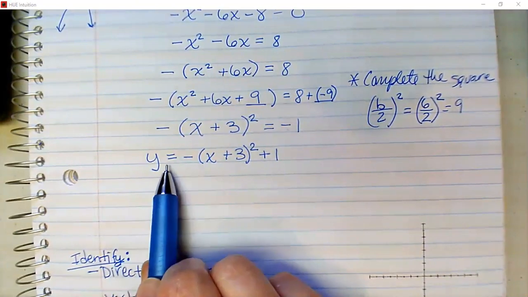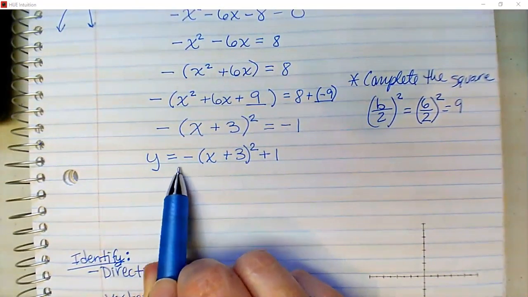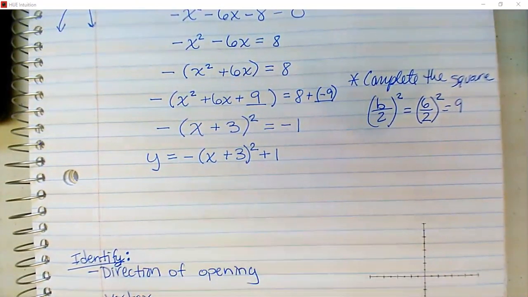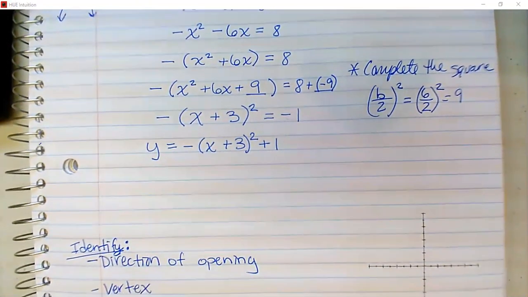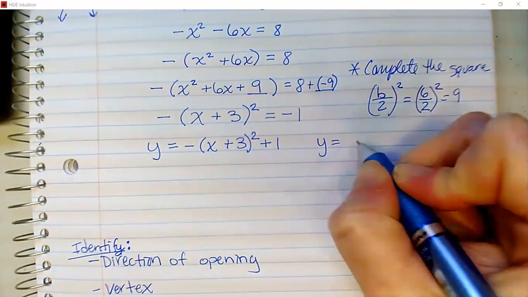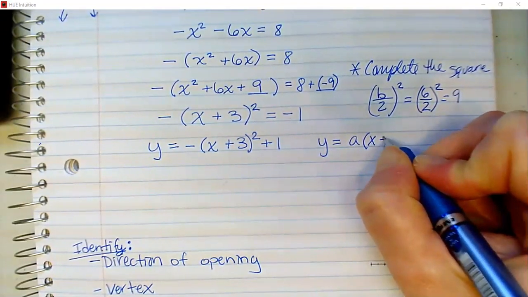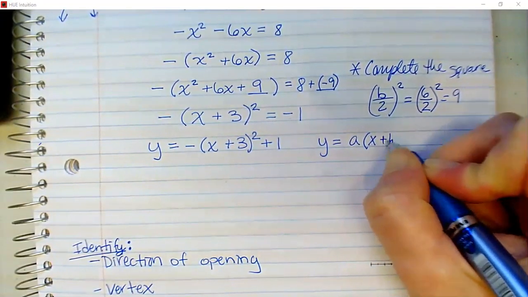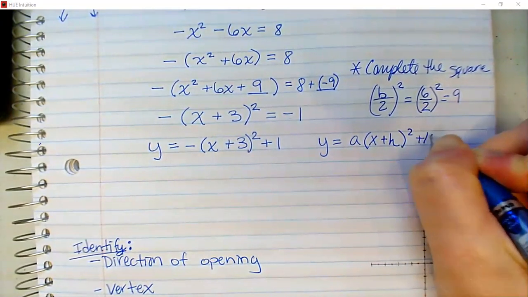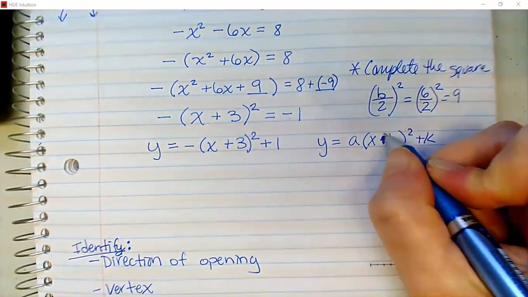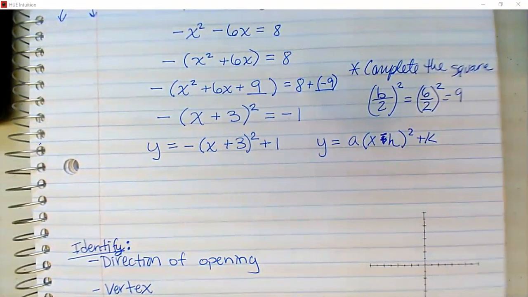All right. So we have our quadratic. We completed the square. We put our quadratic in vertex form. Remember that vertex form is y equals a times x plus h squared plus k. Sorry, this isn't a plus sign, this is a minus sign right there. Sorry about that. X minus h squared plus k.